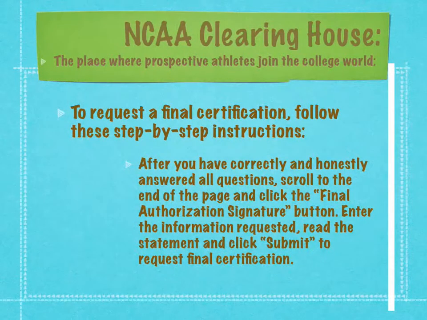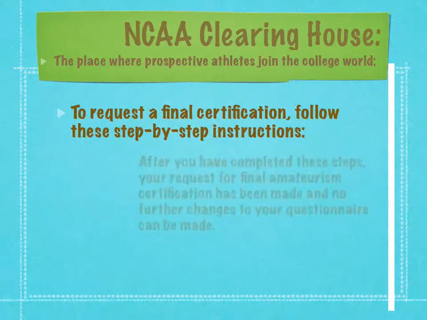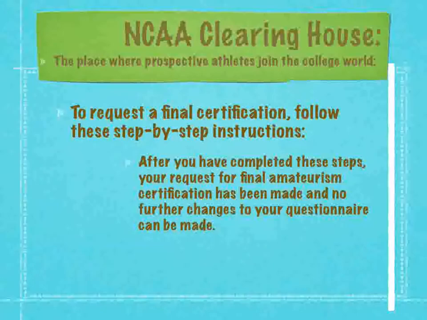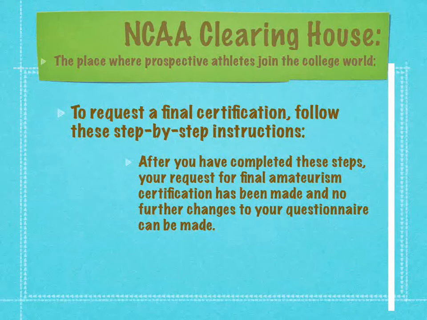Next, after you've correctly and honestly answered all the questions, scroll to the end of the page and click Final Authorization Signature button. Enter the information requested, read the statement, and click Submit to request final certification. After you've completed these steps, your request for final amateurism certification has been made and no further changes to your questionnaire can be made.